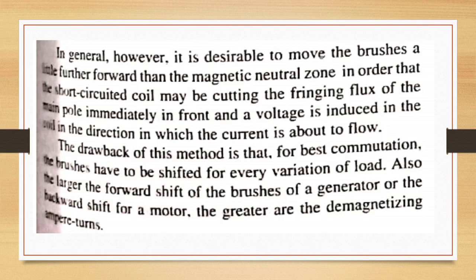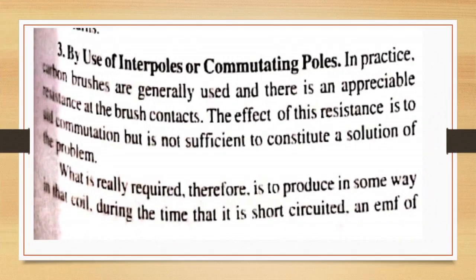The drawback of this method is that for best commutation, brushes have to be shifted for every variation of load. Also, the greater the forward shift of the brushes of a generator or backward shift of a motor, the greater are the demagnetizing ampere turns. The third method of improving commutation is by use of interpoles or commutating poles.